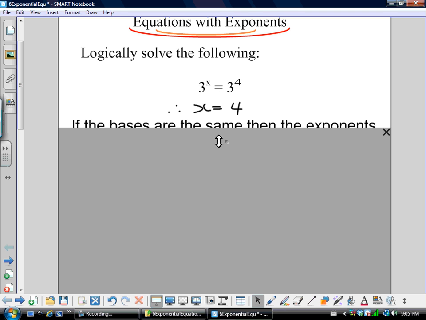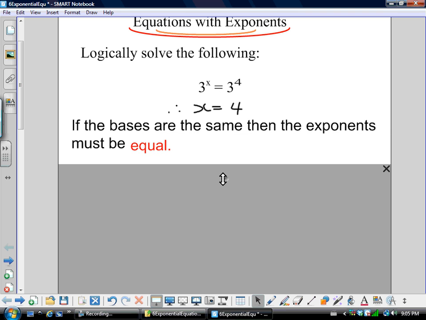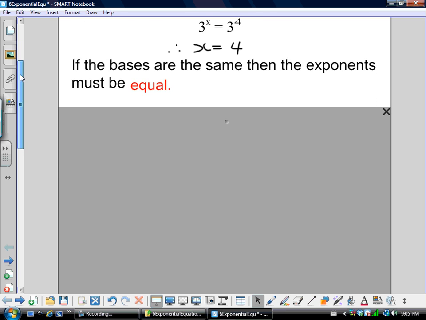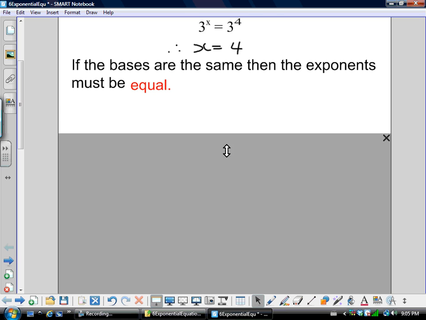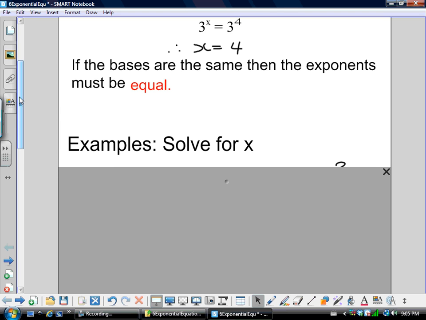Now, what we're going to talk about here is if the bases are the same, then the exponents must be equal. Okay, so they must be equal, so you need to add that to your note. So in this case, this left side equals right side. The bases are the same. Okay, they're both 3's. Therefore, these exponents must be equal. Now, obviously, the questions we're going to be looking at aren't going to be quite that easy to see. So let's look at, we're going to solve for x.